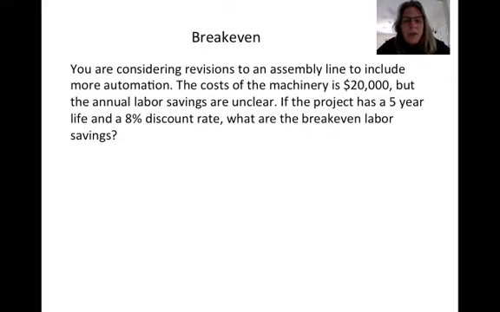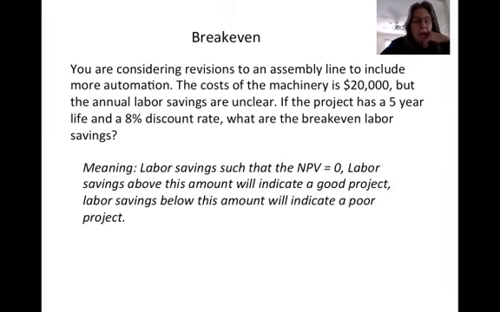In this case, you don't even have some value. You're actually asked to find out what labor savings would justify this project. This means labor savings such that the net present value is 0. Labor savings above this amount will indicate a good project. Labor savings below this amount will indicate a poor project.